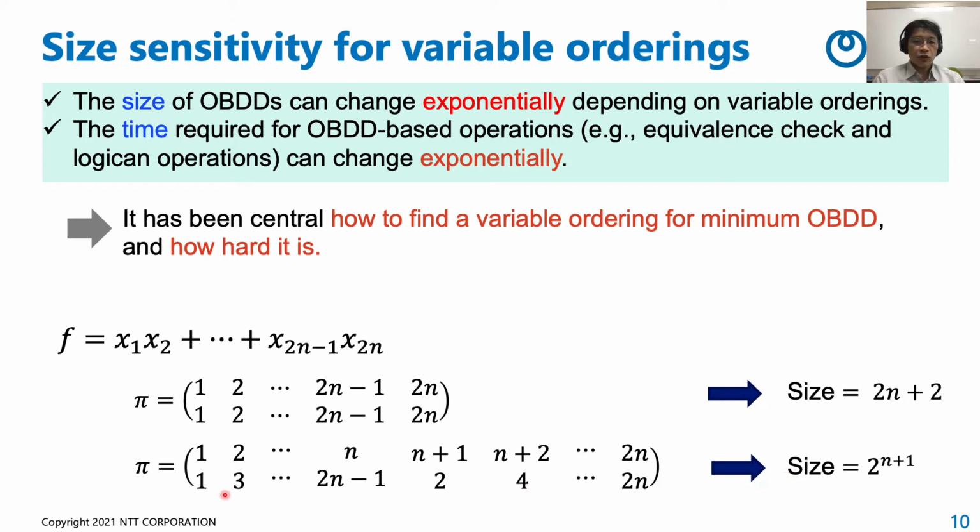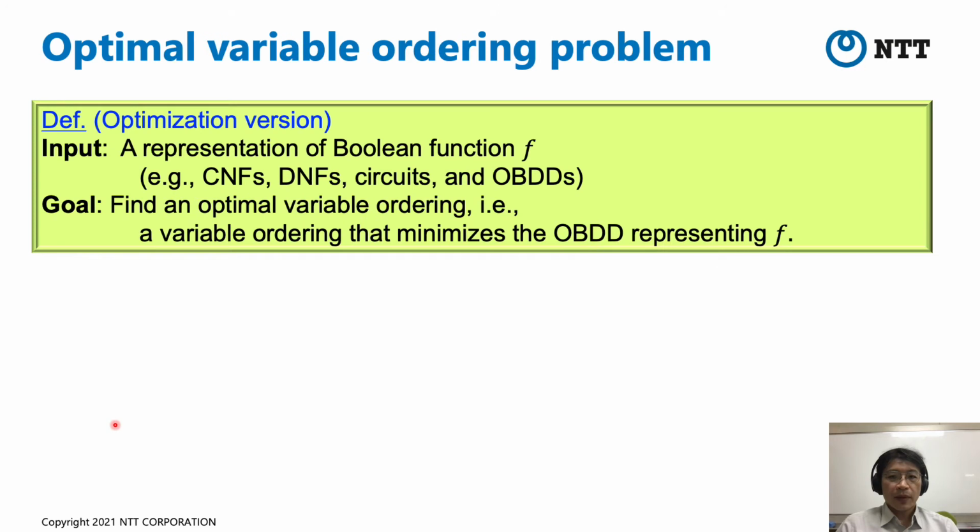Actually, this is not a rare phenomenon. You can easily come across similar situations. Now we are ready to define the optimal variable ordering problem: given a representation of Boolean function f, such as CNF, DNF circuits, and OBDDs, the goal is to find the optimal variable ordering, that is, a variable ordering that minimizes the OBDD representing f.